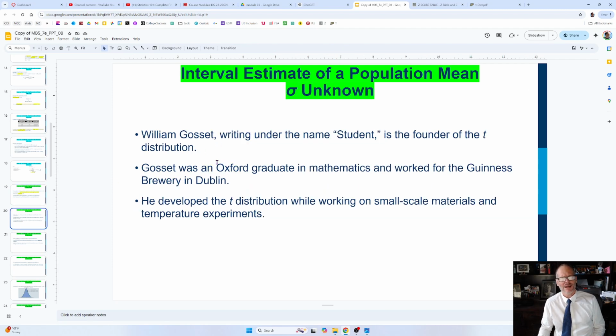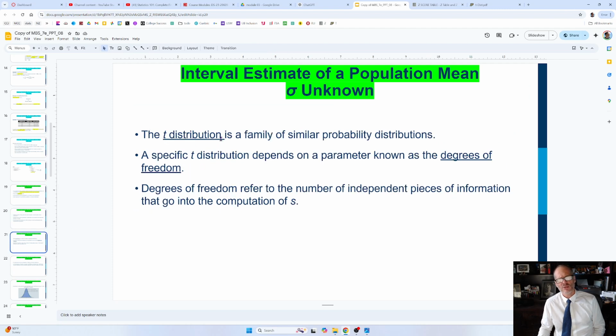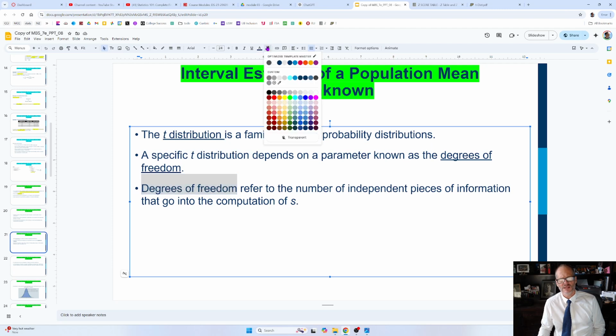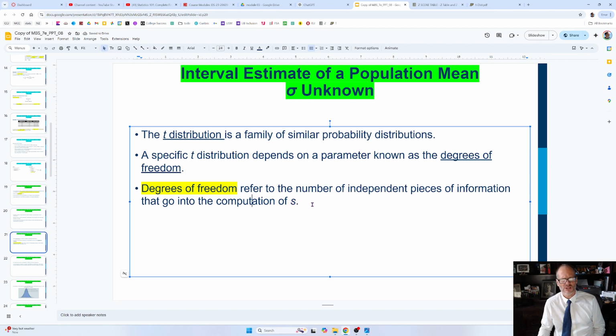William Gosset developed it; pause the video and read about it. The t distribution is a family of similar probability distributions, similar to the z table. A specific t distribution depends on a parameter known as the degrees of freedom. And so we have more terminology. Don't you love it? Degrees of freedom refers to the number of independent pieces of information that go into the computation of S.